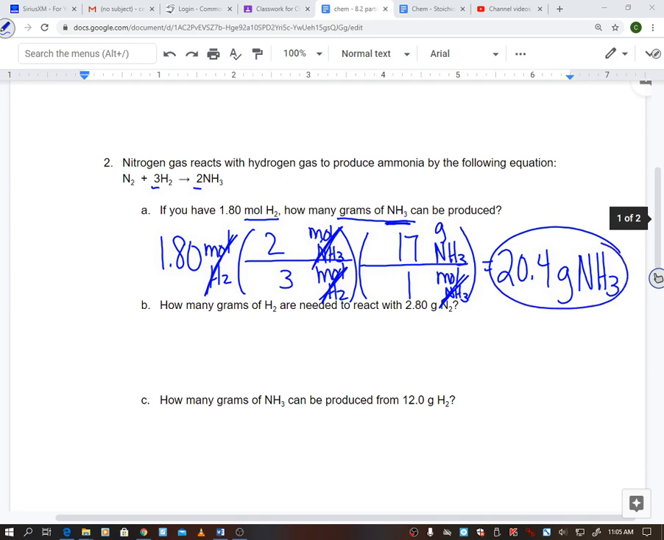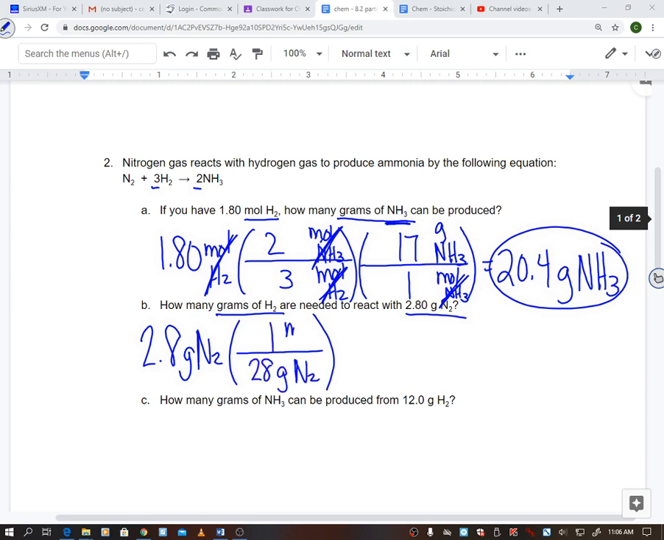All right. On B, we have grams to grams, so it's going to be a 3-step problem. Once again, make sure you have that guide written down. Let that help you. All right, so I've got 2.8 grams of nitrogen. Nitrogen is 14, but there are 2 of them, so 28 grams of nitrogen in 1 mole of nitrogen. So there's my first step, grams to moles of my first original stuff.